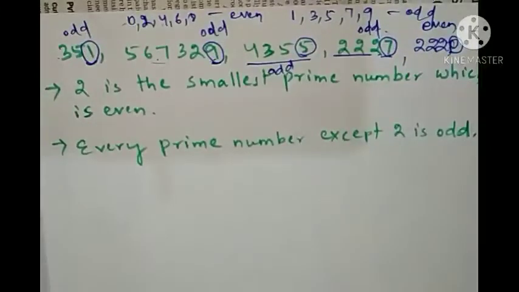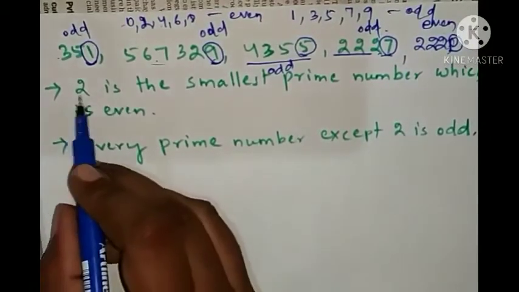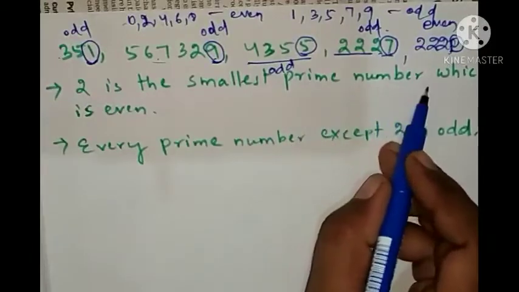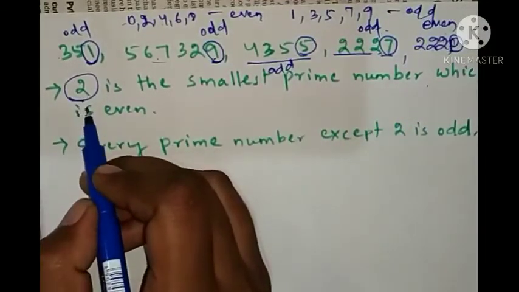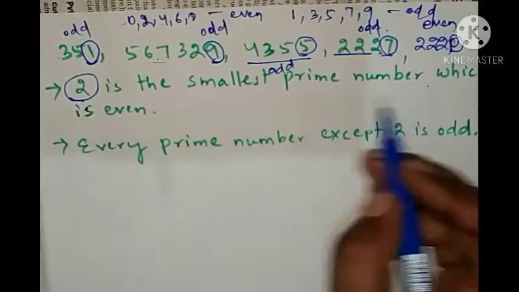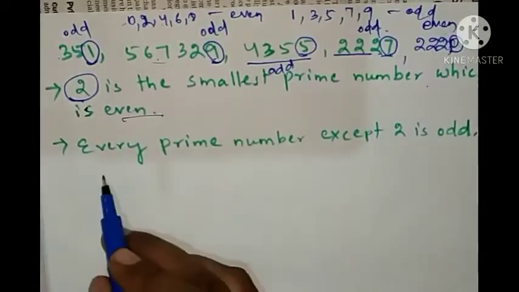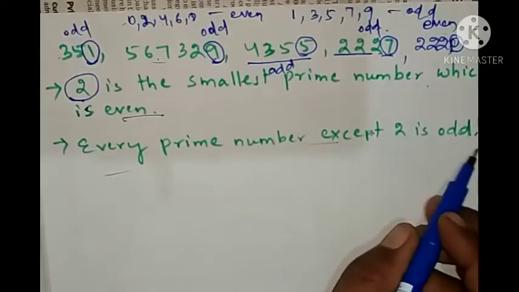Okay. So 2 is the smallest prime number, which is even. 2 is a prime number. Okay, the smallest prime number, that is what? Even. Every prime number except 2 is odd.